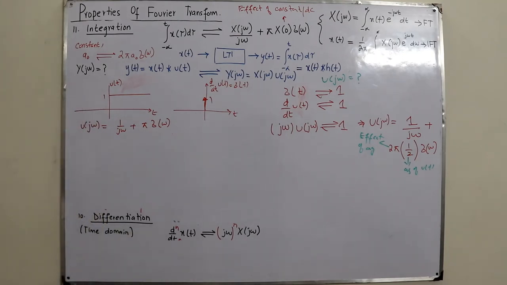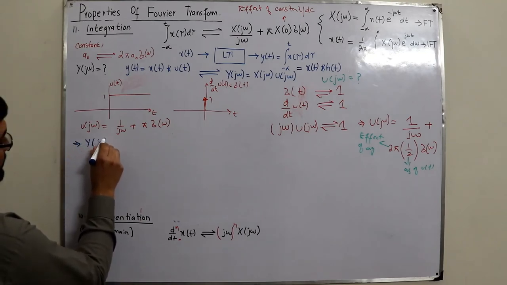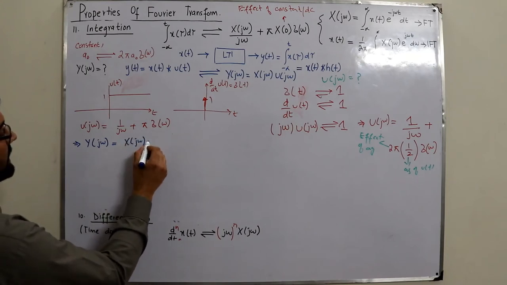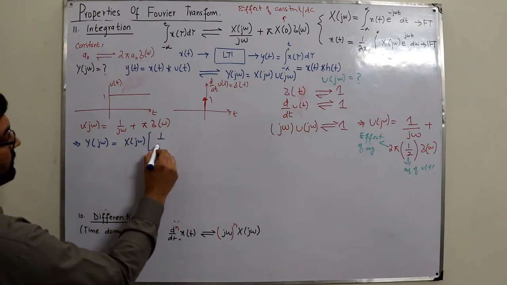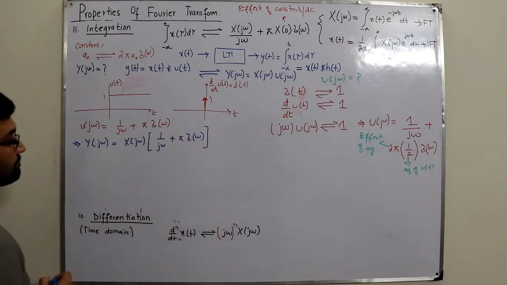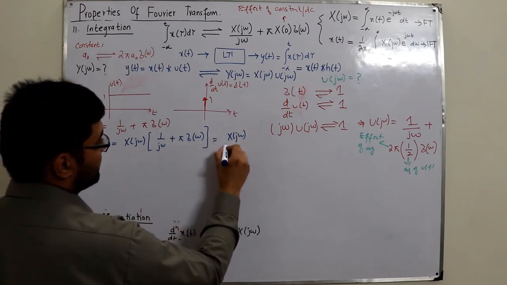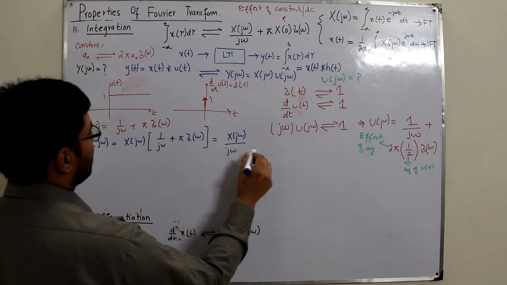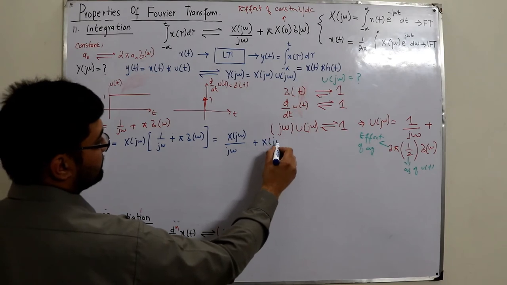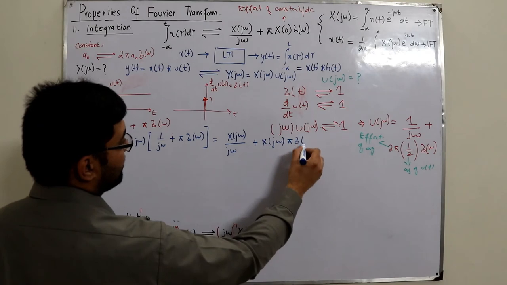Now my Y of j omega would come out to be X of j omega multiplied by this thing, so multiplied by 1 over j omega plus pi times delta of omega. Get it inside: X of j omega divided by j omega plus X of j omega into pi times delta of omega.